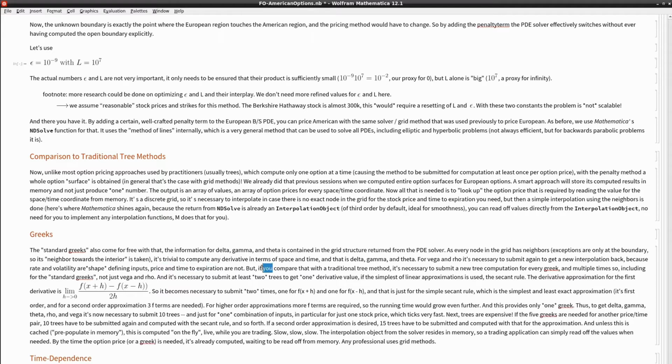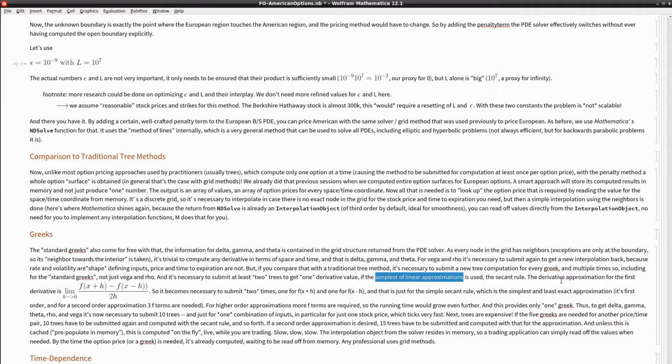If you compare that with a traditional tree method, it's necessary to submit a new tree computation for every Greek, and multiple times so, including for the standard Greeks. Because for a tree method, there's no difference between variable and parameter, right? So you need it for delta, gamma, theta, vega, and rho. It's all the same. And it's necessary to submit at least two trees to get just one derivative value.